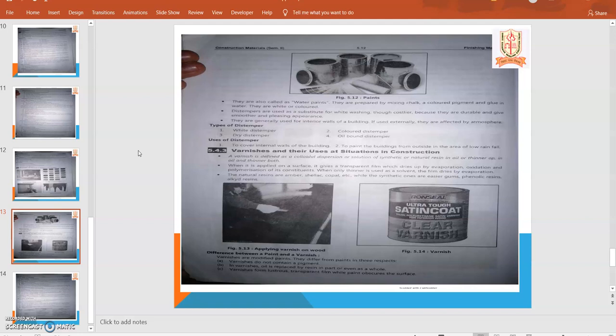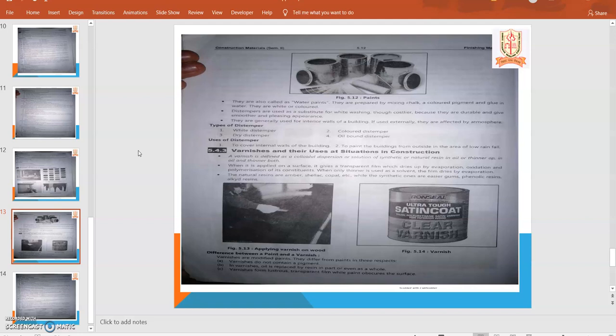Then varnishes and their uses. Varnish is defined as a colloidal dispersion or the solution of the synthetic and the natural resins in oil or thinner. Then when it is applied on the surface, it gives a transparent film which is dried by evaporation, oxidation and polymerization of its constituents.